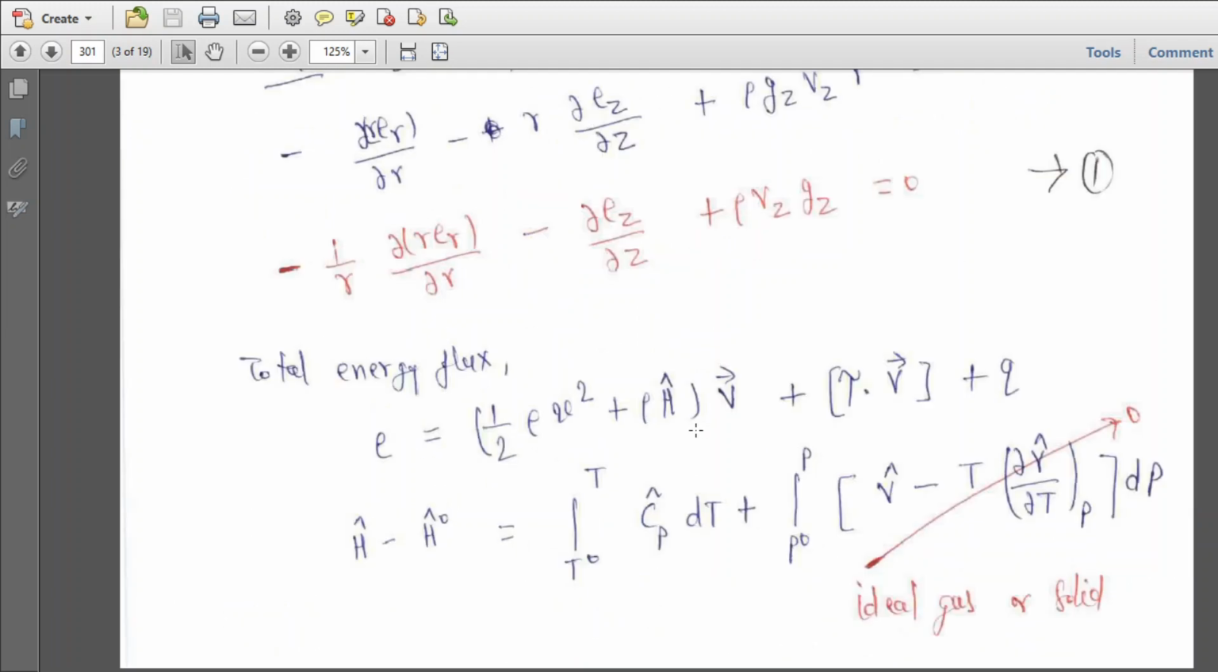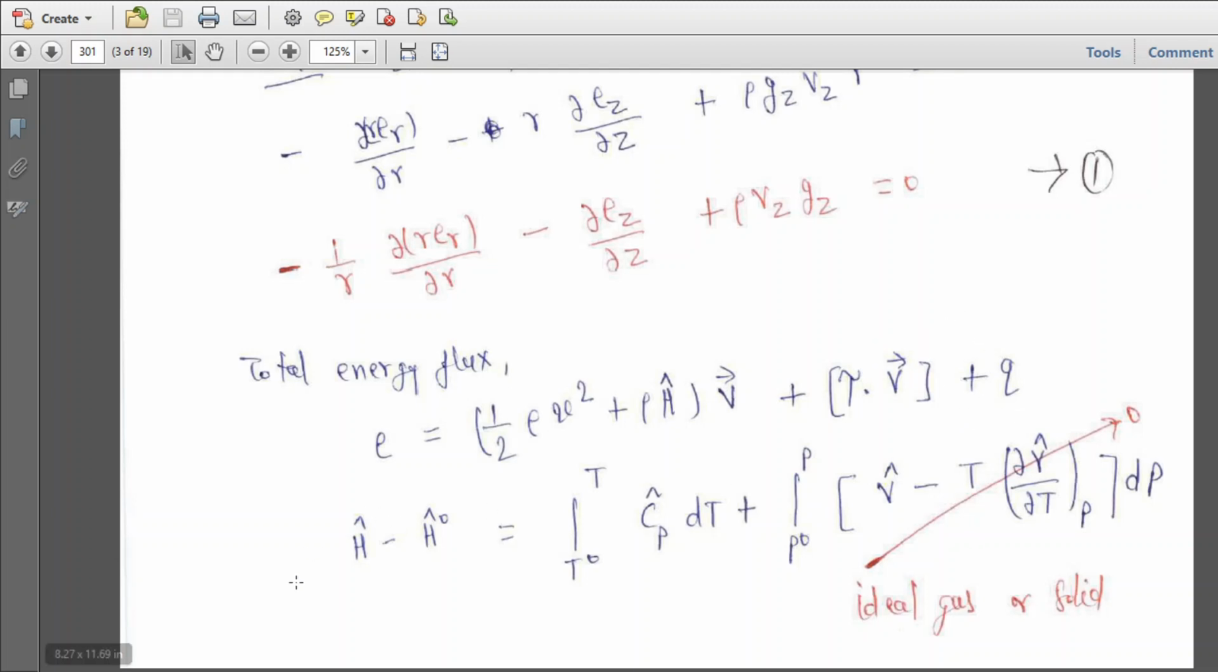Now the total energy flux is the kinetic energy plus the enthalpy. The enthalpy per unit volume multiplied by the velocity vector gives you the energy flux. Then there is the viscous heating part here, and then Q, the heat flux by conduction.